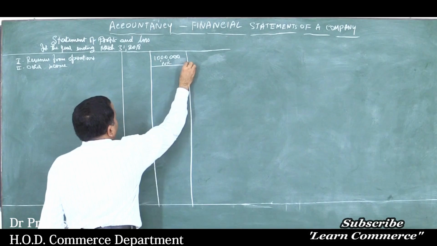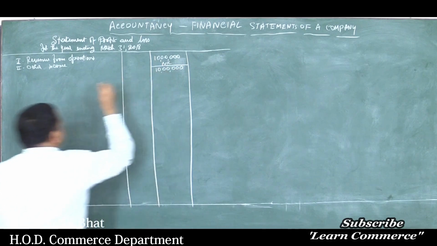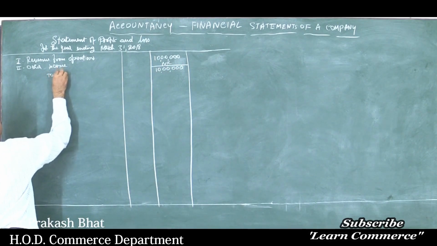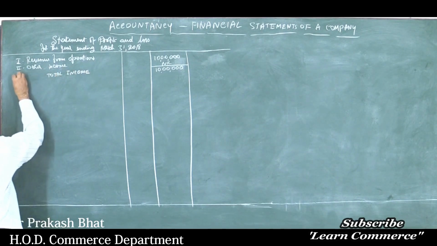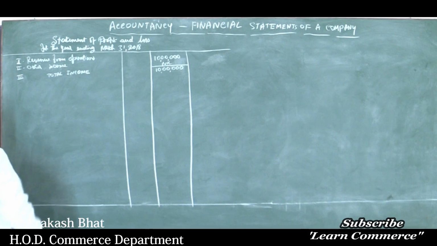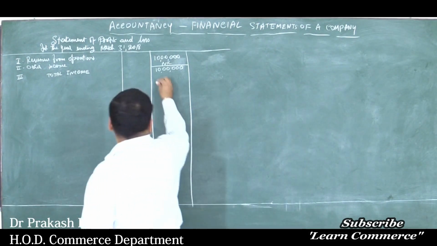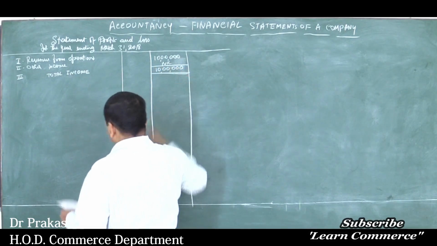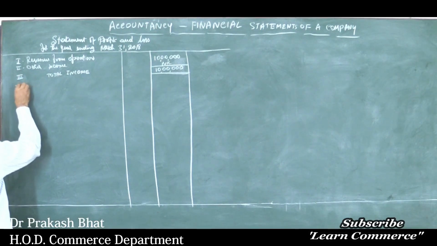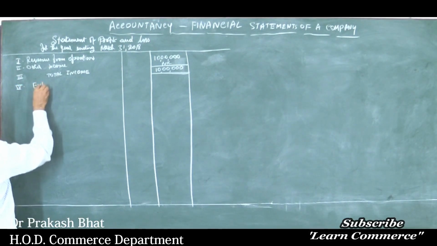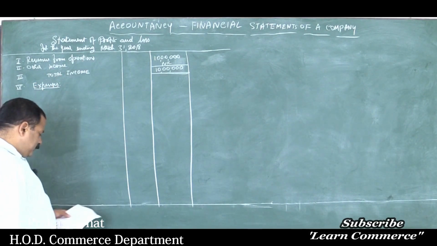Find out the total. This is total income, number 3, 10 lakh. Underline it. Now, let us move on to the expenses side. Fourth one, expenses. Underline it, and put a colon.